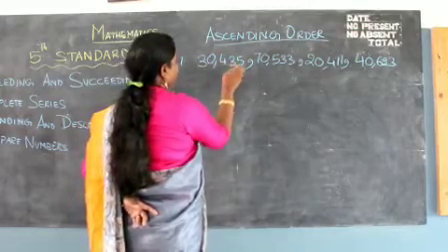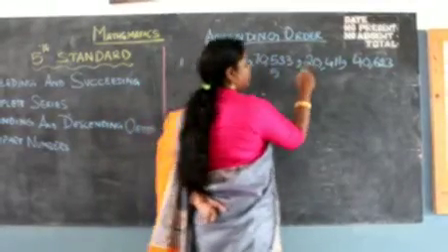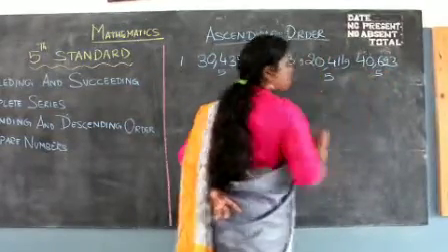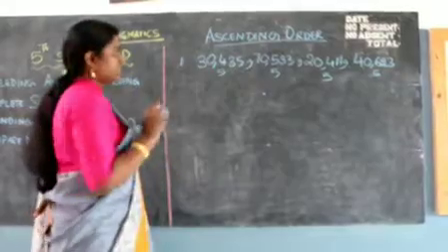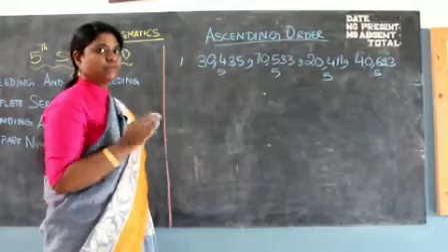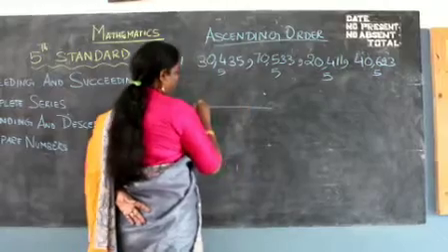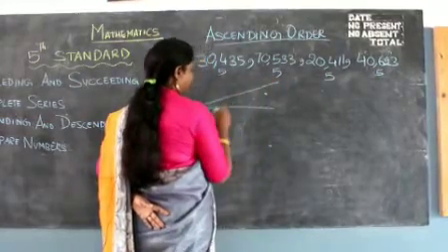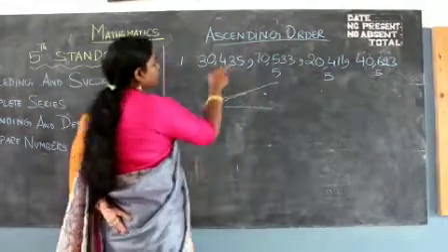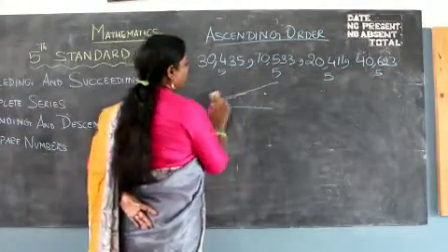1, 2, 3, 4, 5. This is 5 digits. This one also 5 digits, and this one 5 digits, and this one also 5. So all of them have equal digits. That means we cannot predict right now which one is the least or which one is the smallest. An ascending order is like this, children, from small to big, right? It's like a ladder. Like that. Okay, so now here we found out that all the numbers are of 5 digits.